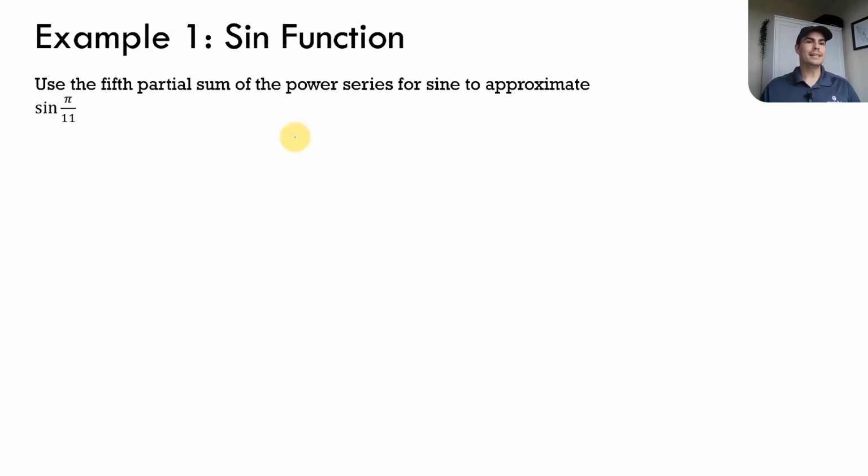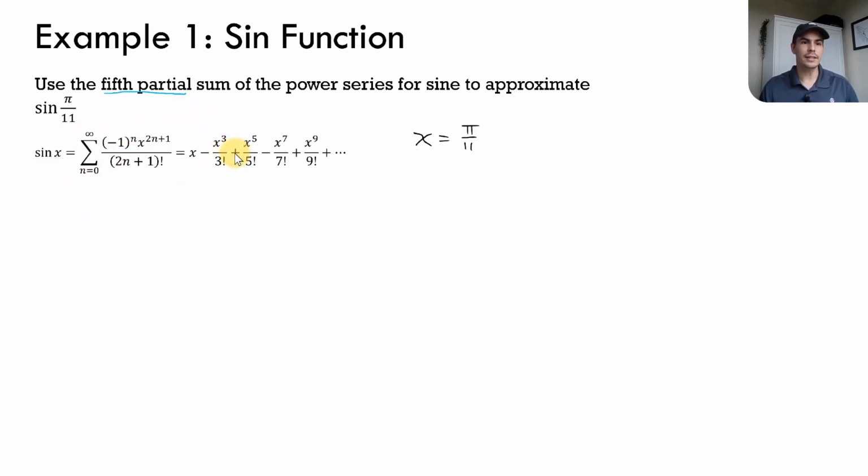All right, let's get into some examples here. First off, using the sine function, we're going to use the fifth partial sum of the power series for sine to approximate sine of pi over 11. So looking at our power series for sine of x, anytime I see x within this, x is equal to pi over 11 in this case.